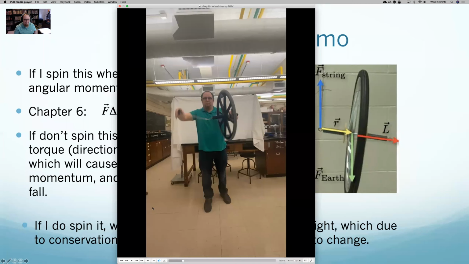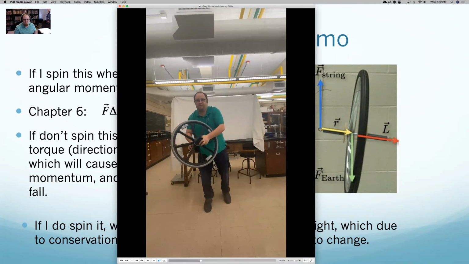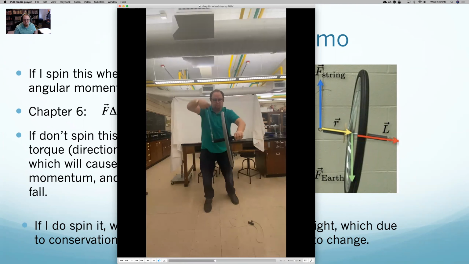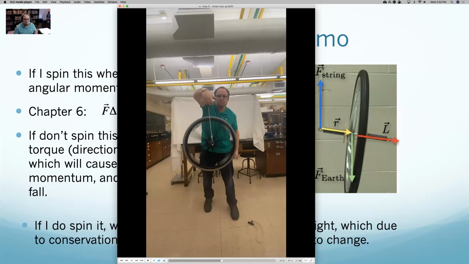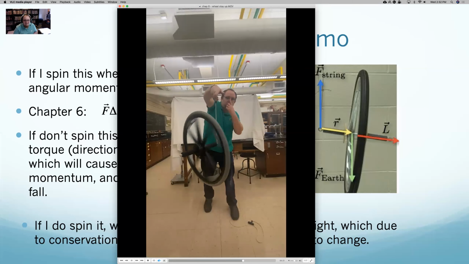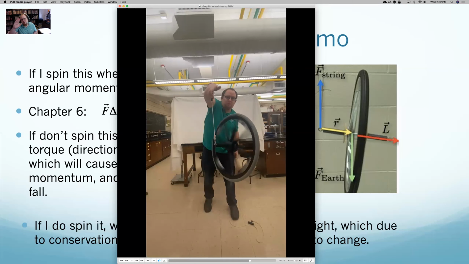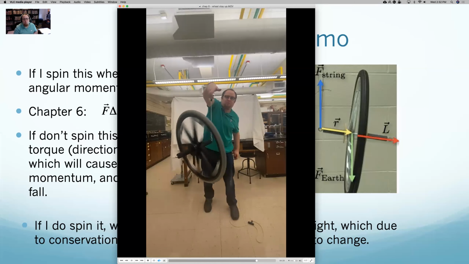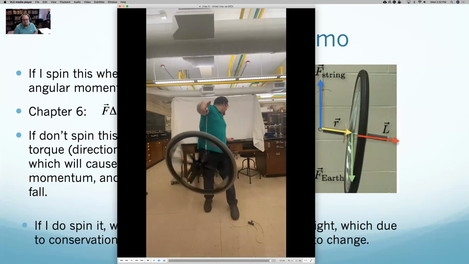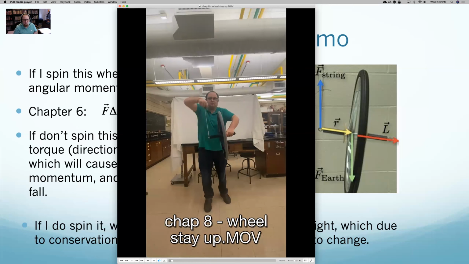And what's going to happen is that when this is spinning, instead of just falling, it precesses. It stays upright and doesn't fall down. It just spins in a circle. Now you can see it's starting to slowly droop down. That's because the wheel is slowing down due to friction. As there's friction in the bearings, as the wheel slows down, it'll start falling.